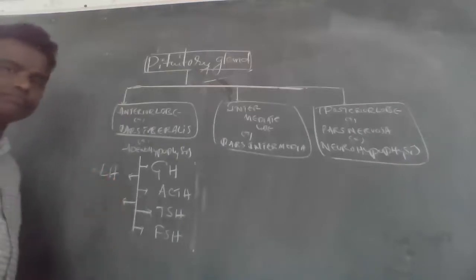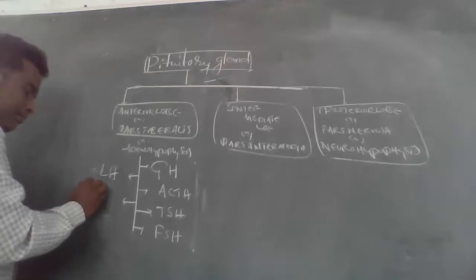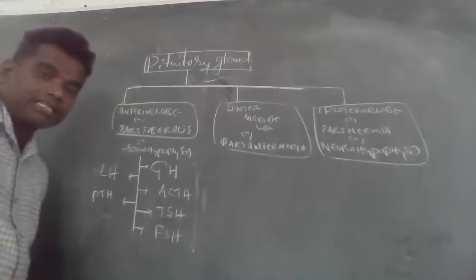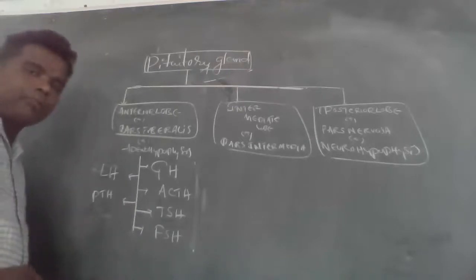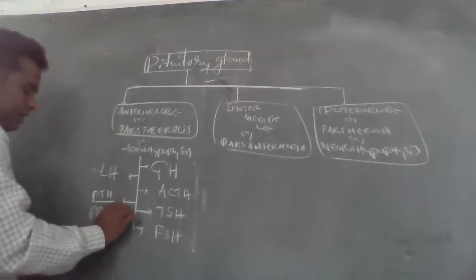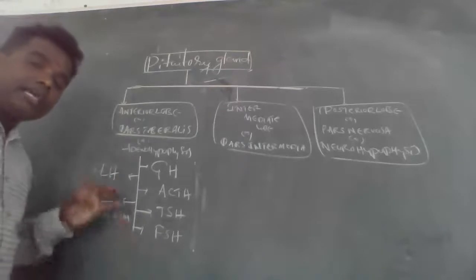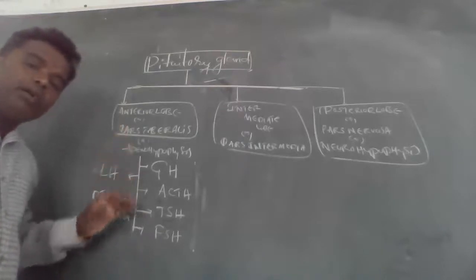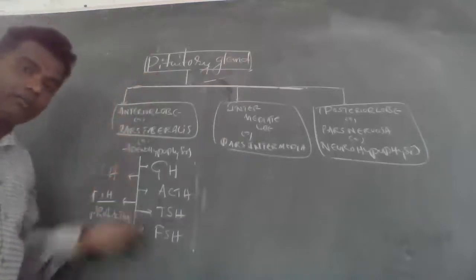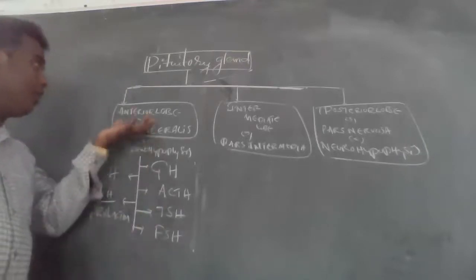Next, very important, prolactin, the prolactin tropic hormone, also called prolactin. These hormones are secreted from the anterior lobe of the pituitary gland. These are called adenohypophysis hormones, pars tuberalis hormones, or anterior lobe hormones.